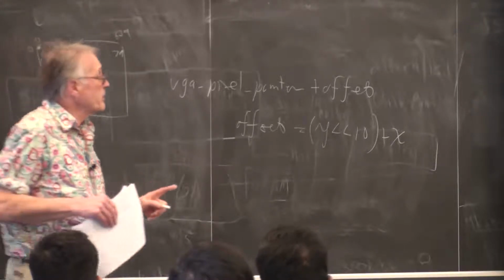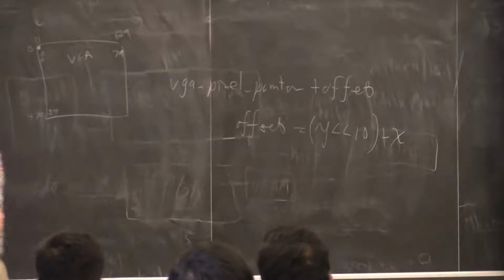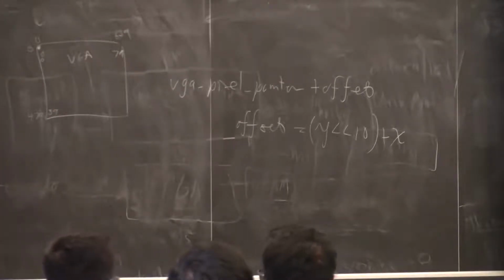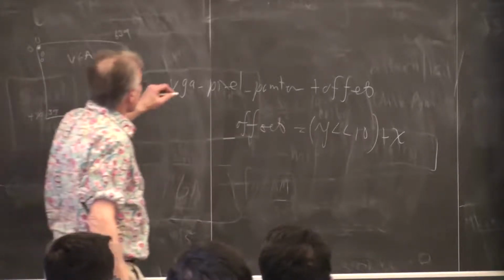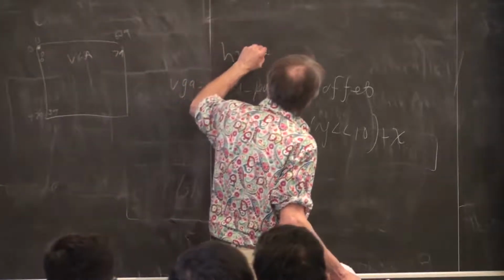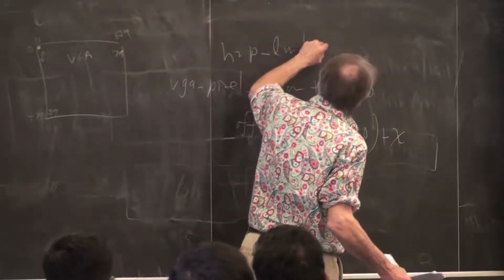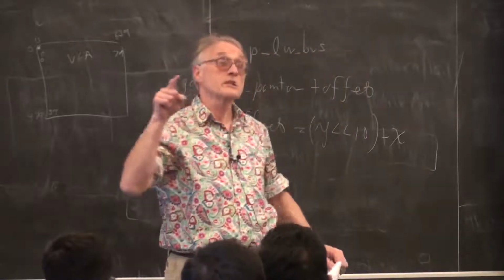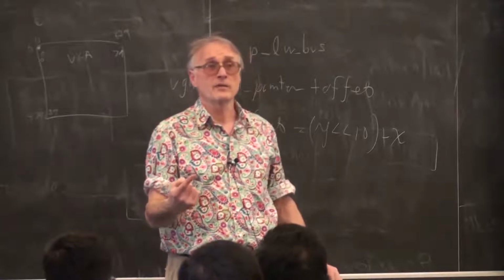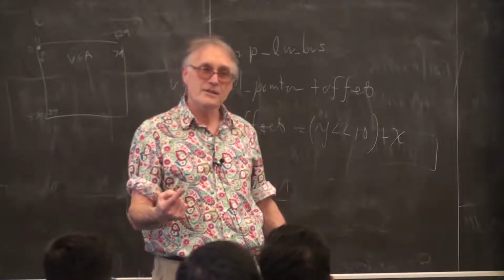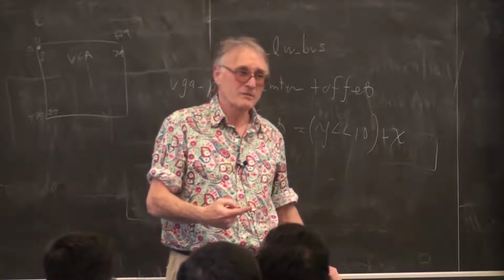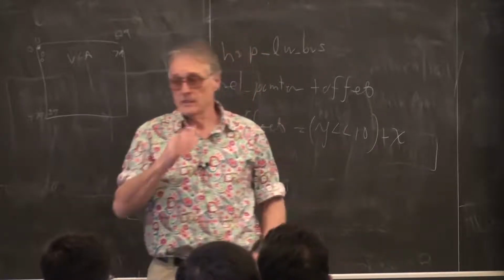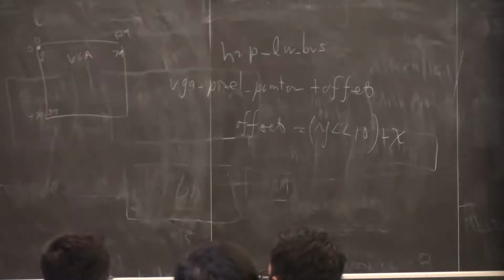The last thing we're going to need is access to the H2P lightweight virtual bus. So we have the H2P lightweight bus. And to get to the switches, which you're going to need for Lab 1, you have to add the switch offset to that bus base. The switch offset is defined in Qsys.